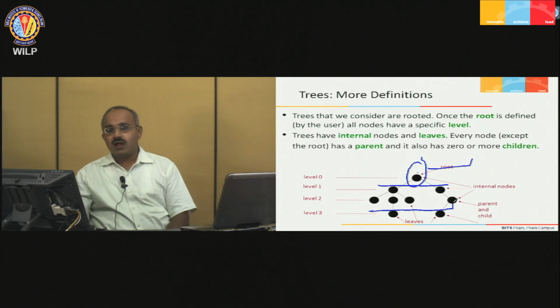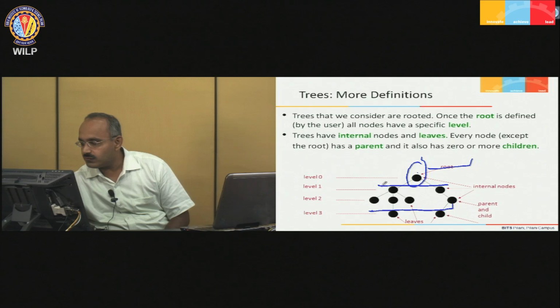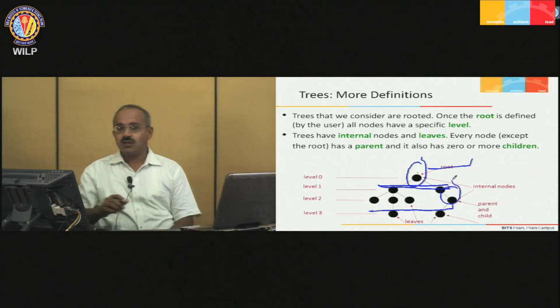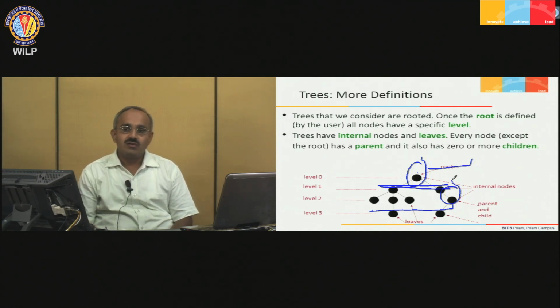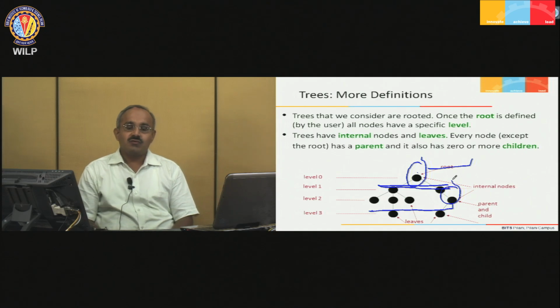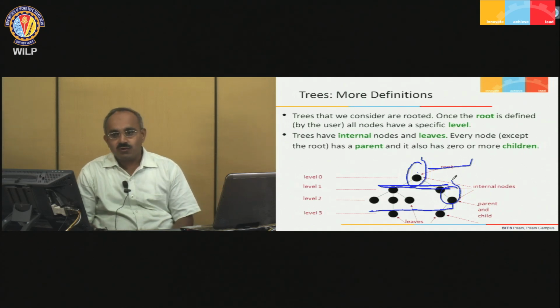We also identify a few more nodes. So the nodes which are like the root or like this, which certainly have nodes below them in the hierarchy, will be called internal nodes. So nodes which have elements which are lower in the representation will be called internal nodes.